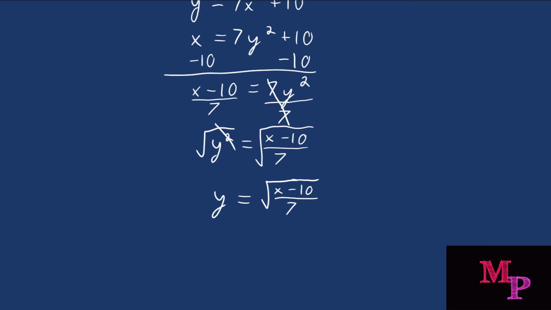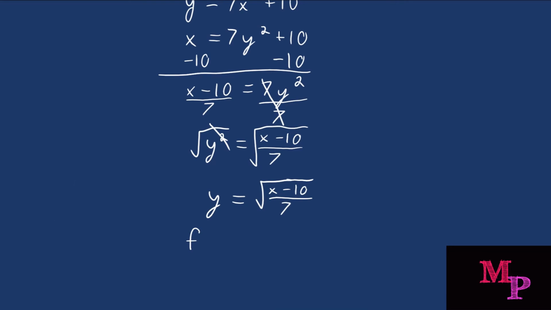And the last step is to transfer your y back into the inverse function notation. And now I'll just give you f to the negative 1 of x is equal to square root of x minus 10 over 7. And even though I said negative 1, that doesn't really apply any operation. This is just a notation for the inverse function. And this will be your answer.